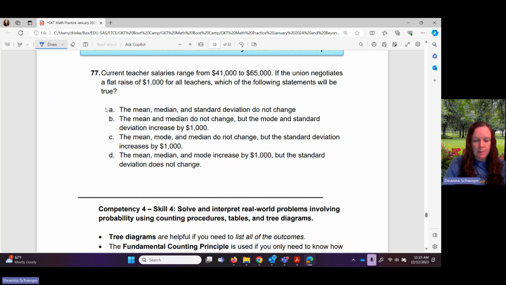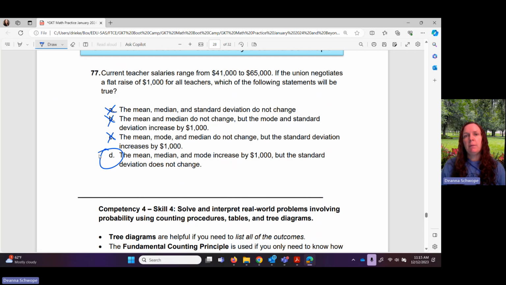Not true. Absolutely, the mean and the median are going to change because you're going now from 41 to 66. So all those numbers are going to shift up. The mean and median do not change. Not true. They do change. The mean, mode, and median do not change. Not true. They do. The mean, median, and mode increase by 1,000, but the standard deviation does not change.